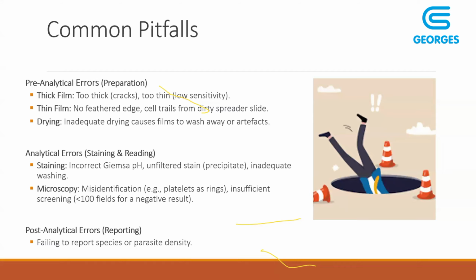Some of the analytical errors encountered are incorrect Giemsa pH, then unfiltered stains with a lot of precipitate and inadequate washing of the slides. Another thing is misidentification. So one of the reasons we are doing this CME is to ensure that we correctly identify and quantify malaria parasites. So misidentification will lead to mismanagement of the patients. And then some of the post-analytical errors are failing to report the species and the parasite density. So the speciation and parasite density are very important in patient management.